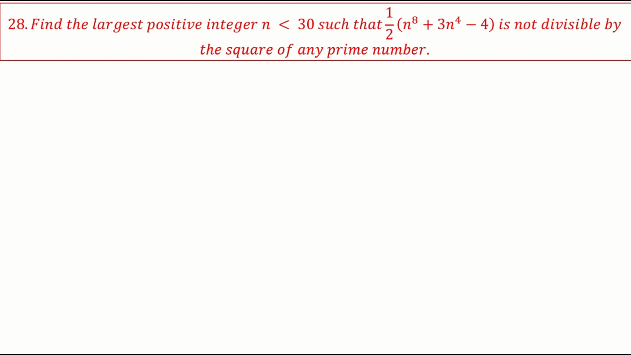Next, 28th problem. Find the largest positive integer n less than 30, which means n is between 0 and 30, right? Such that half of n to the power of 8 plus 3 n to the power of 4 minus 4 is not divisible by the square of any prime number. We should find the largest n such that this expression, if you call this f of x, should not be divisible by any square of a prime.